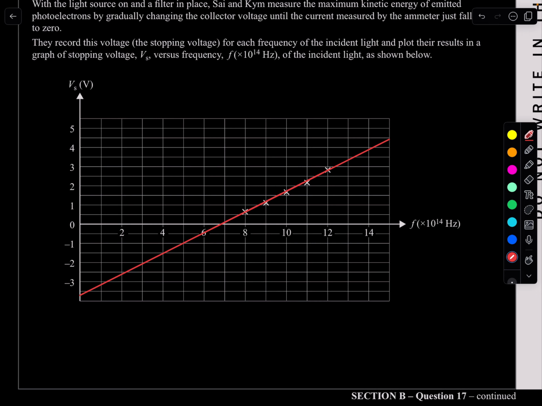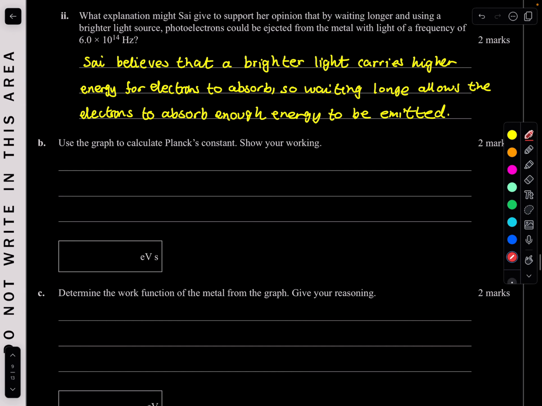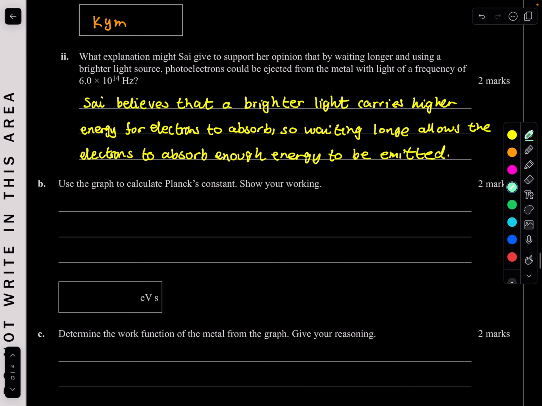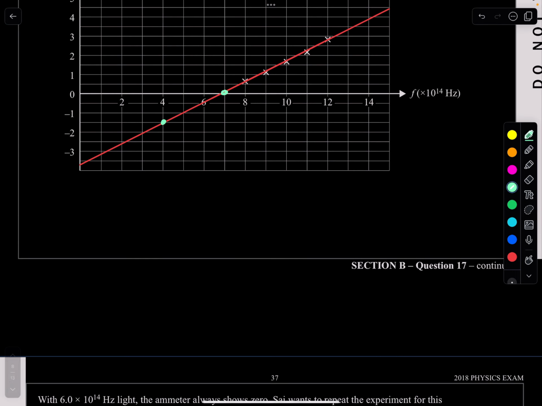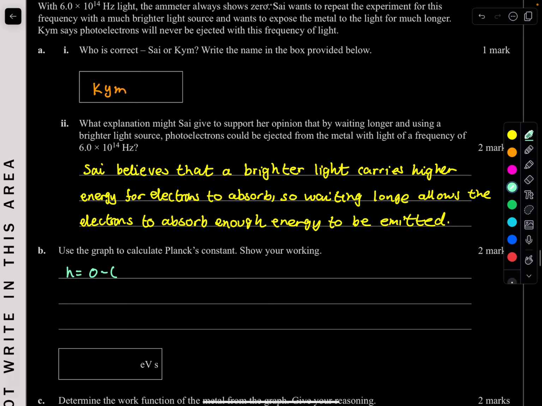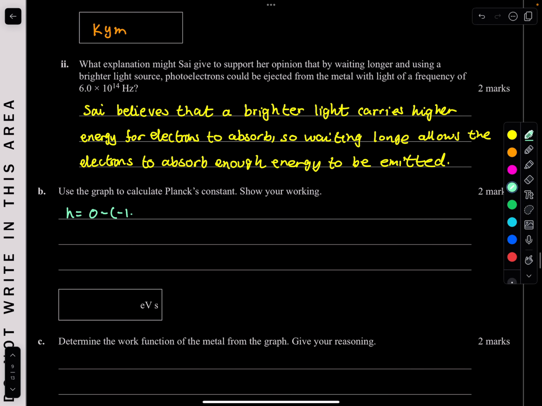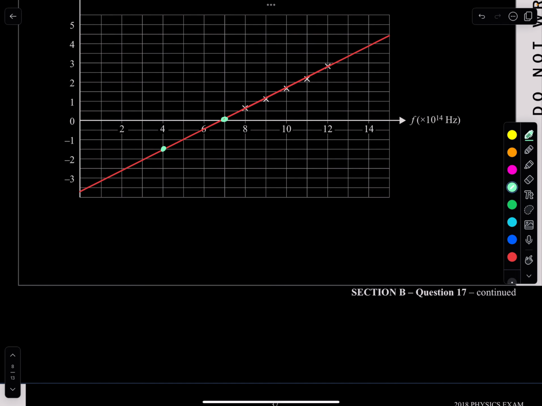So remember, to find Planck's constant, what are the units? Electrovolts per second. Planck's constant is just the gradient of this line. So I'm going to pick 2 points that are the easiest to see. This point looks great, to be honest. It's on the graph, and I'm going to estimate this point here. So Planck's constant, h, or your gradient, is 0 minus negative 1.5, all divided by the difference, 7 minus 4.